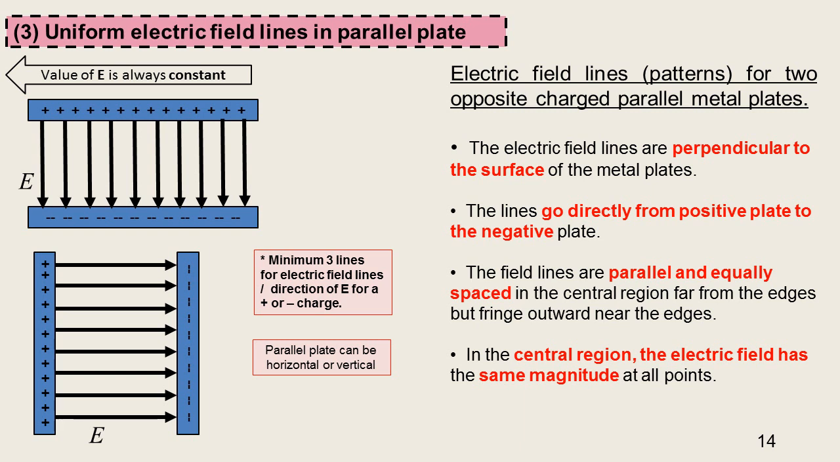The field lines are parallel and equally spaced in the central region, far from the edges, and fringe outward near the edges. In the central region, the electric field has the same magnitude at all points. As you can see in the figure, the electric field is from positive to negative. So this is very important. When you draw the electric field, you have to draw a minimum of 3 lines. So this is very important.